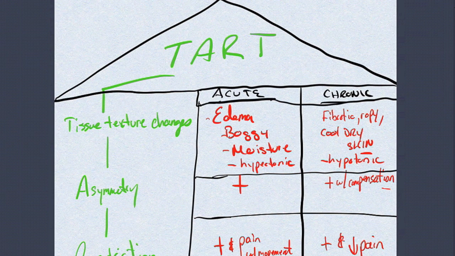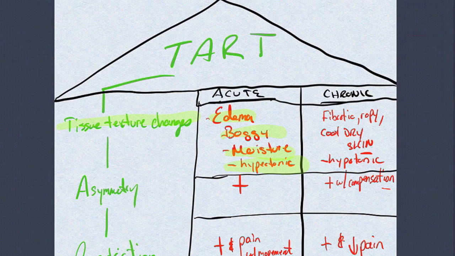So first you start with tissue texture changes. And tissue texture changes is basically what the name implies. It's just what you feel on the skin. And if it's something that's acute, and this is something that's commonly tested, just a couple of terms that you have to understand. If it's acute, so it hasn't been there for too long, what you'll commonly see is edema or bogginess or moisture or a hypertonic muscle tone.